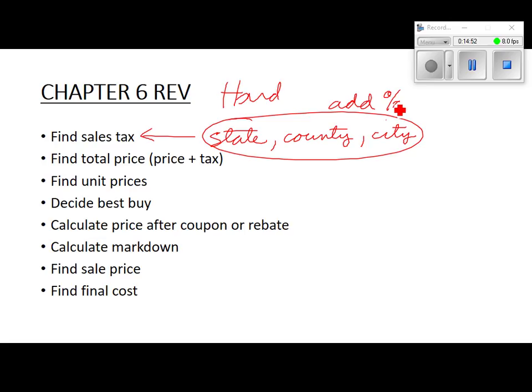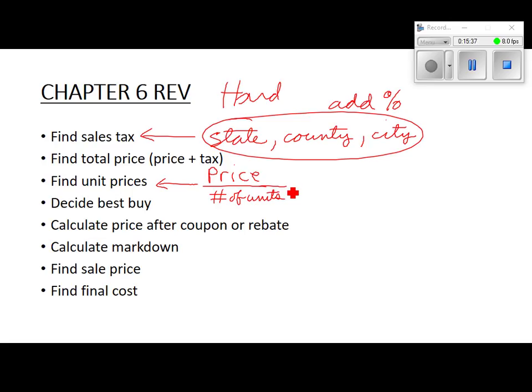Be able to find out the total price. We did that a couple times throughout the chapter. If you're doing sales tax, how do you find the total price? You add the sales tax to whatever the total was for the items that you purchased. Be able to find unit price. Anybody remember how to do a unit price? Just divide the price by the number of units. All right, so you take price divided by the number of units. If we're talking about gallons, then it's going to be this much per gallon. If we're talking about ounces or boards or whatever, this much per ounce, this much per board.